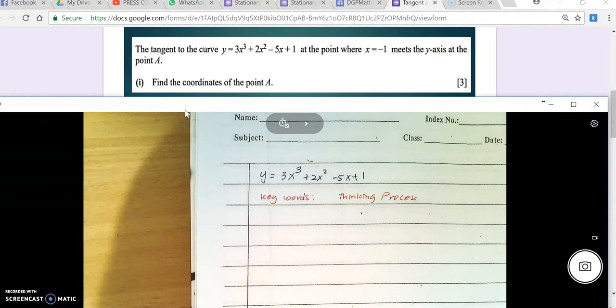The tangent to the curve y equals 3x cubed plus 2x squared minus 5x plus 1 at the point where x equals -1 meets the y-axis at the point A. Find the coordinates of A.